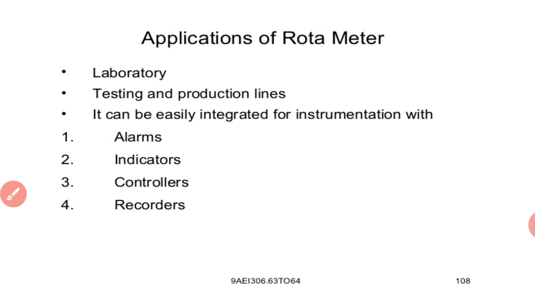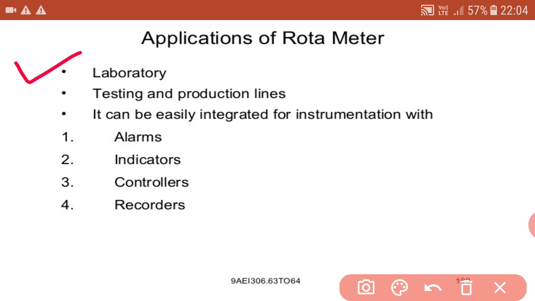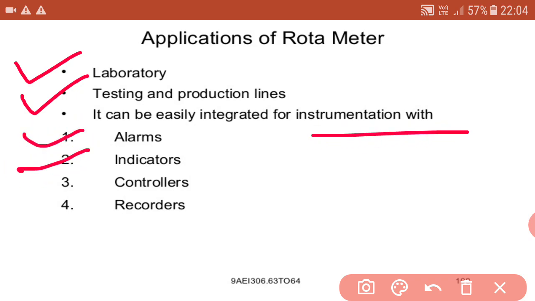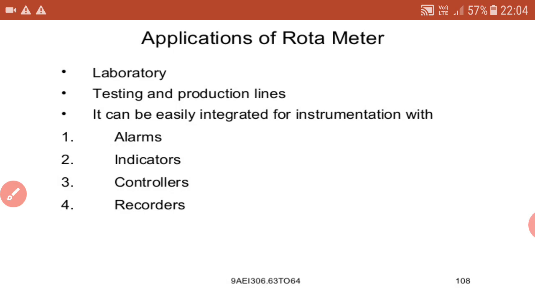Applications of the rotameter. Some applications are in the laboratory, and for testing in production lines. It can be easily integrated for instrumentation with alarms, indicators, controllers and recorders. So these are the typical applications.